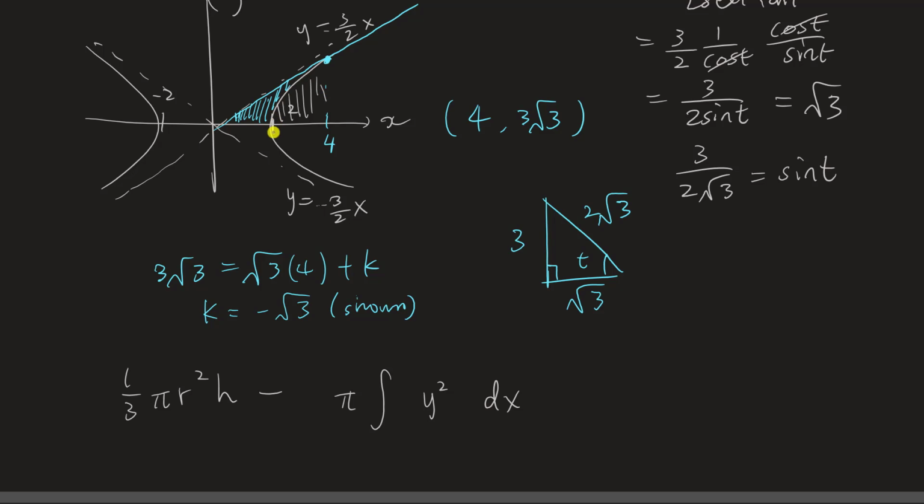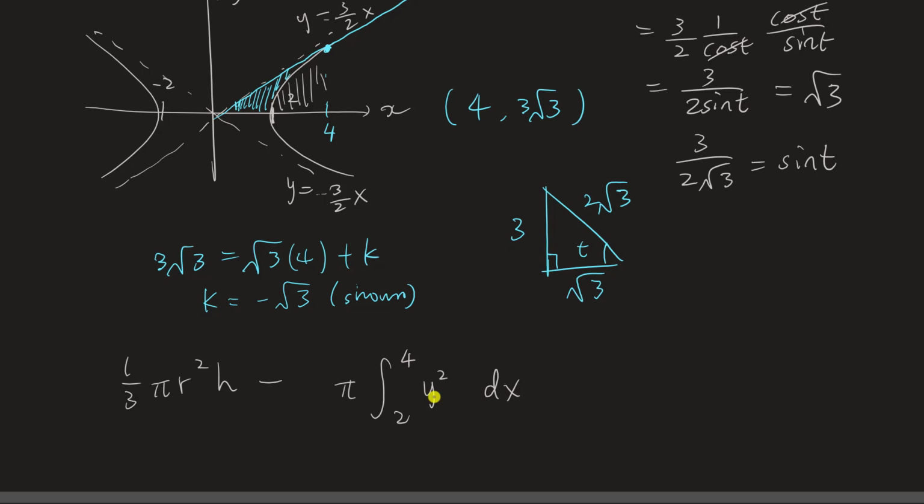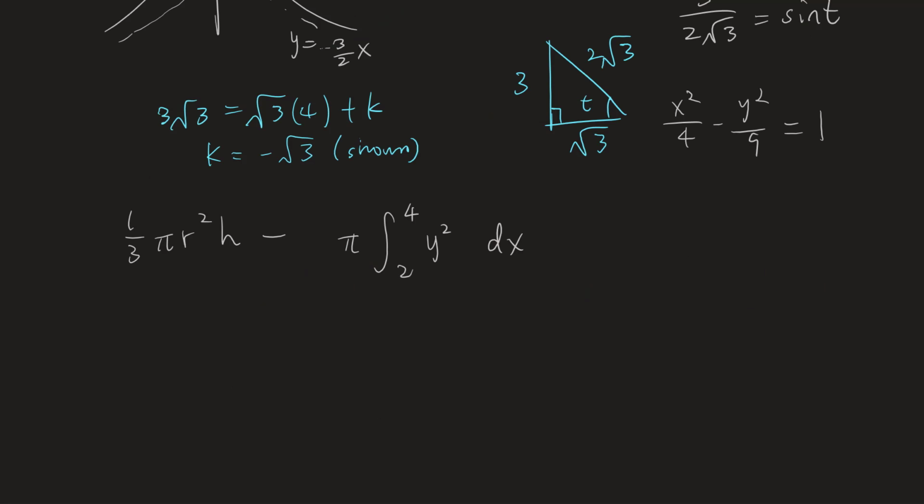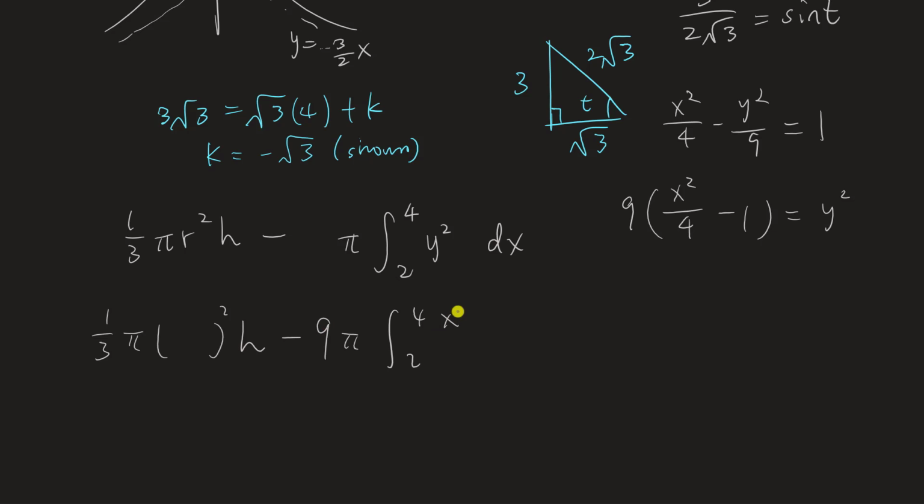This gray color volume, this is 2, this is 4, so we're going to go from 2 to 4 of y squared. So remember, this graph is actually x squared over 4 minus y squared over 9 equals 1. So making y squared the subject would just be x squared over 4 minus 1, whole thing times 9. So I'm going to squeeze this into here. So 1/3 pi r squared h minus pi integral from 2 to 4, put the 9 outside, x squared over 4 minus 1 dx.